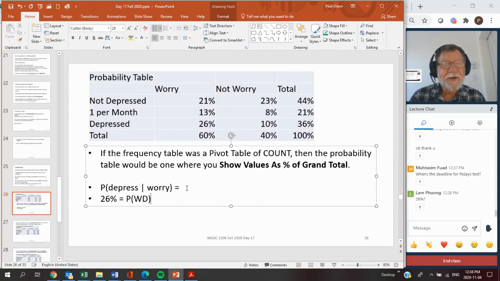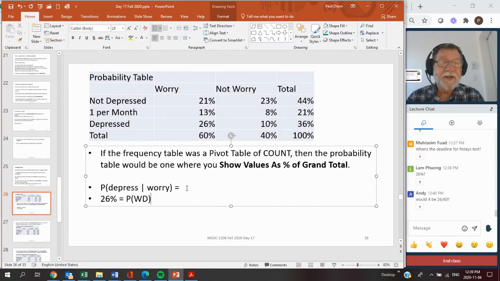And I asked you, among those that worry, what proportion are depressed? What would your answer be? Any thoughts? Andy's typing. You can just express it as a fraction. Am I going to get something? 26 out of 60, exactly. 26 out of the 60 people.